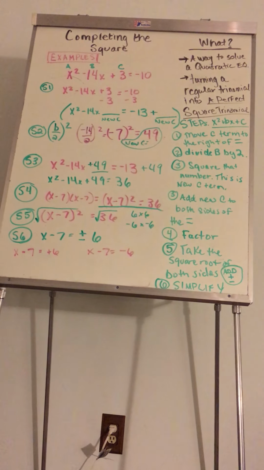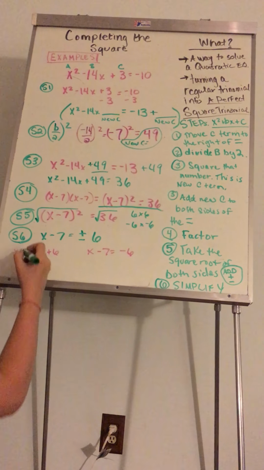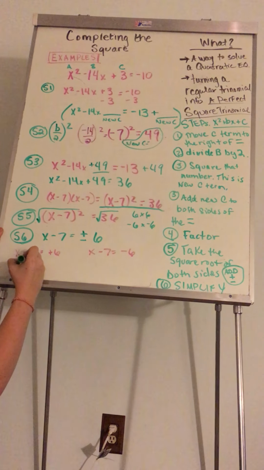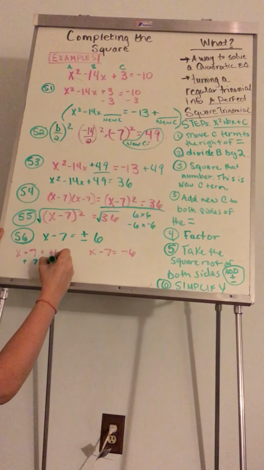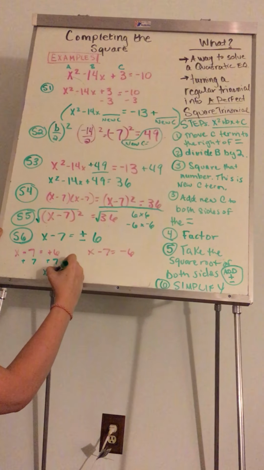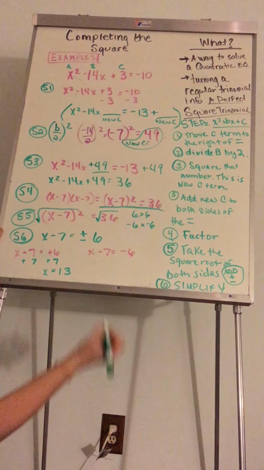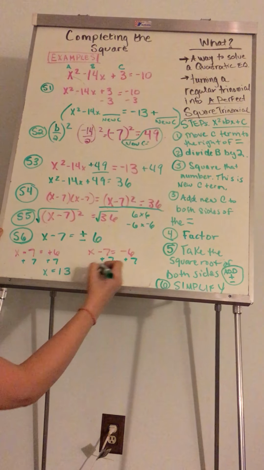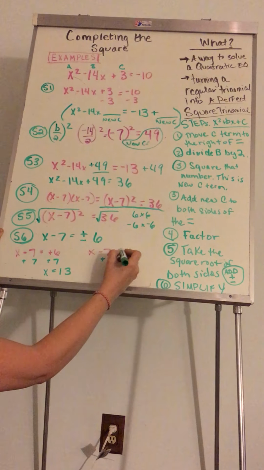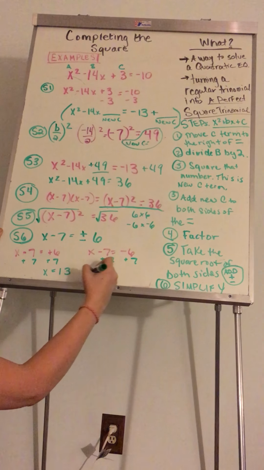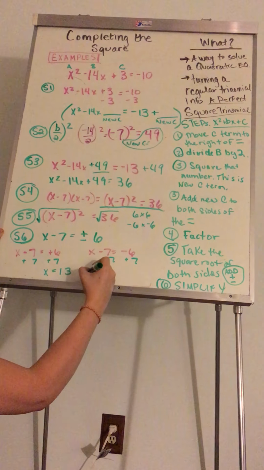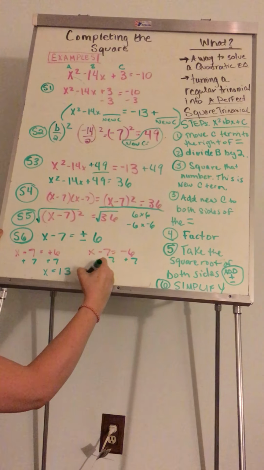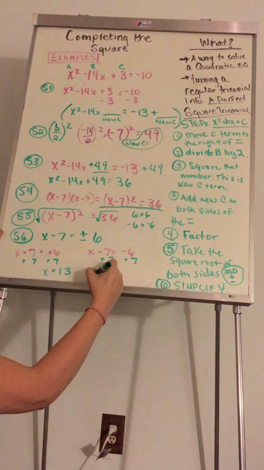Now, all I have to do is move the 7 over. So it's x minus 7 here. I'm going to add 7 to both sides, and I end up with x equals 13. And then I'm going to add 7 to both sides here, and I end up with 1, because negative 6 plus 7 is positive 1. So these are my two roots, x equals 13 and x equals positive 1.